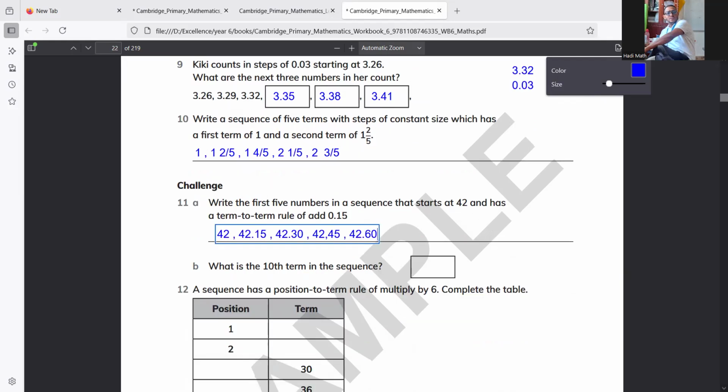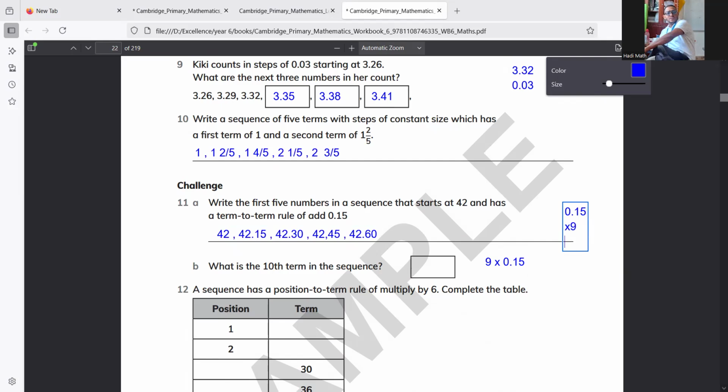What is the 10th term in the sequence? I've told you before, whenever I ask you the 10th term and you have the term-to-term rule, just go and multiply the term-to-term rule by 9, because for the 10th term we add the 0.15 9 times. So say 9 times 0.15 and do it as long multiplication here. 0.15 times 9.